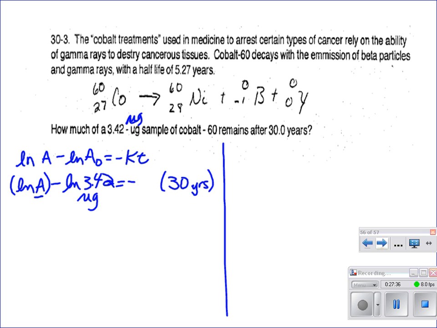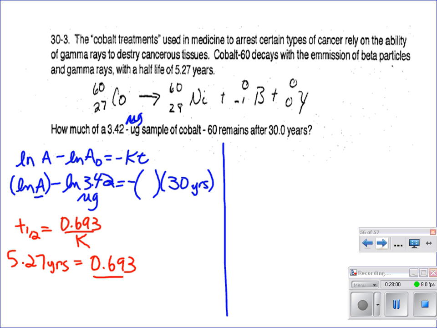Uh-oh. What do I need? I need k. So how do I get k? Half-life equation. T1/2 is equal to 0.693 over k. 5.27 years is equal to 0.693 over k. What'd you get for k? 0.131 years to the negative 1. So that's what I'll put in here.